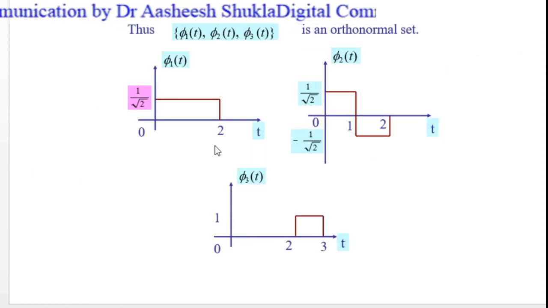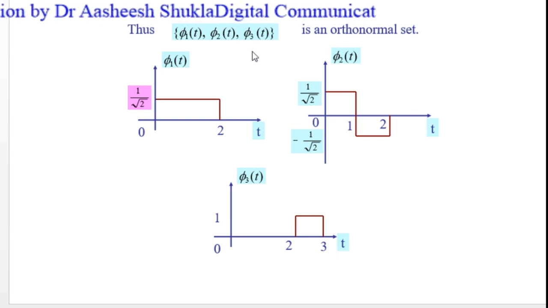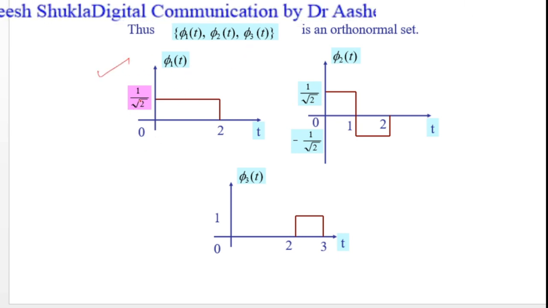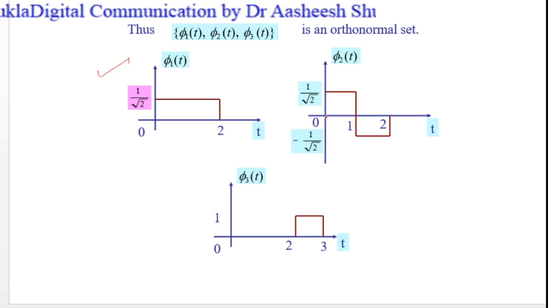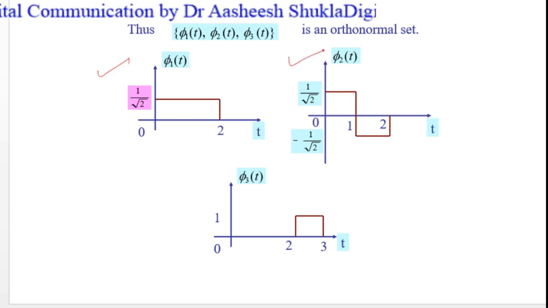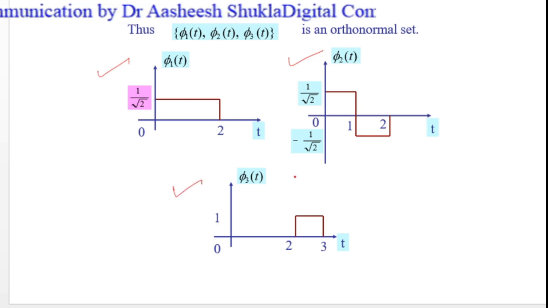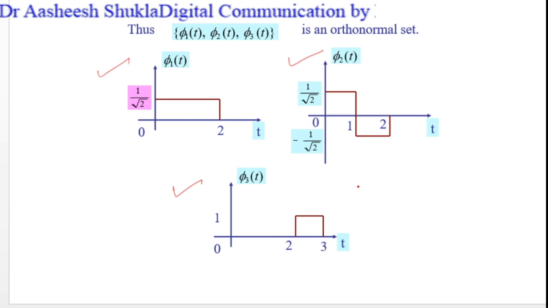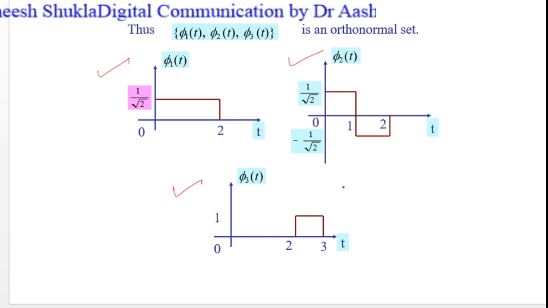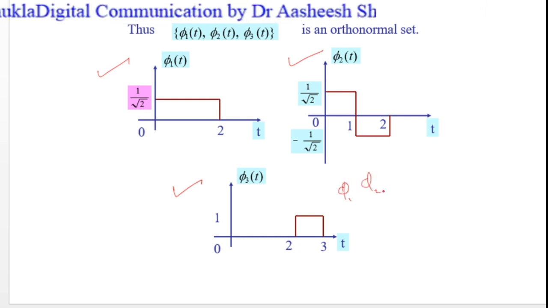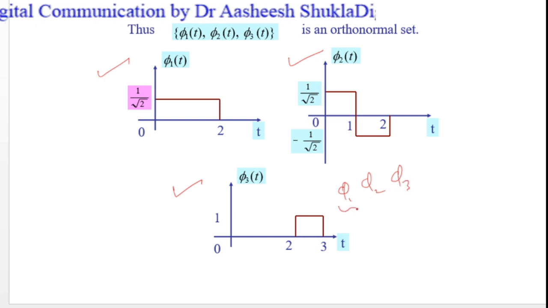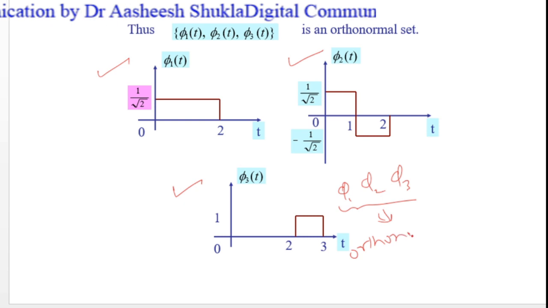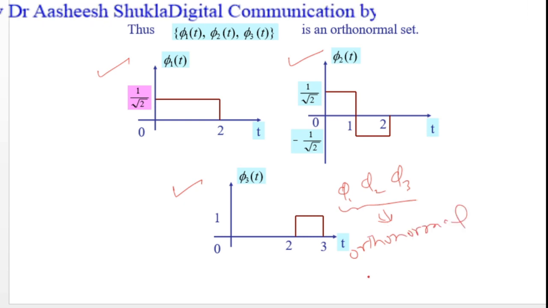In this slide you can see that all these waveforms we have already plotted. Now you can verify it. The waveform of phi 1(t) is 1 by root 2 of this type of waveform. Then this was the waveform of phi 2(t). This is the waveform of phi 3(t). So we can conclude that we have modified our given vector set into a new vector set phi 1(t), phi 2(t) and phi 3(t), and all these vectors are orthonormal to each other.